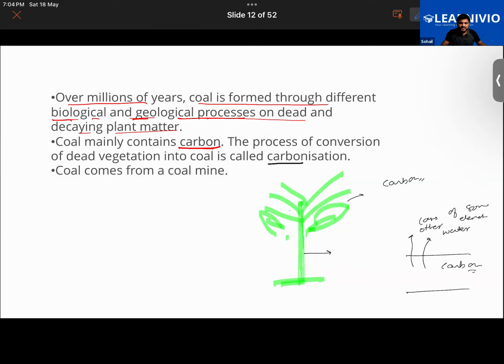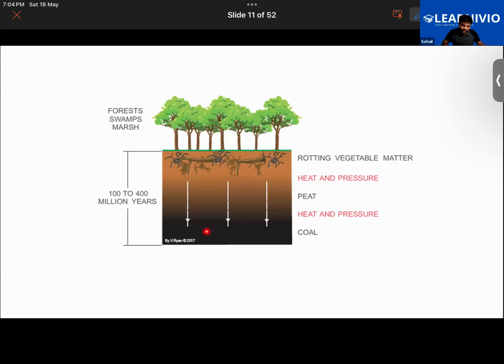Peat is a poor quality of coal. If you were to dig deeper in the earth, you will have good quality of coal. If you were to go deeper, you will have better quality of coal. In the upper layers, poor quality of coal is found.